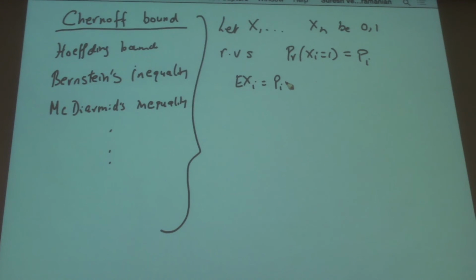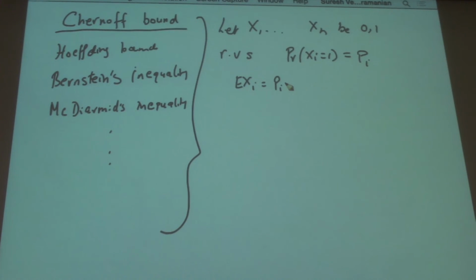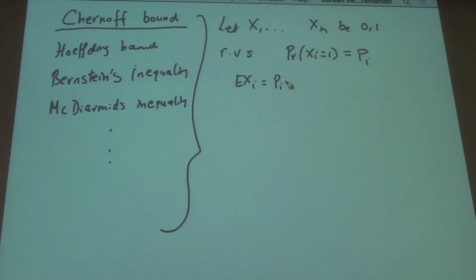So, what is the bound going to say? The bound says, let's again compute the sum, which is the thing we care about. Let x be equal to the sum of the xi. And we want to get a tail bound for the behavior of x. Okay.